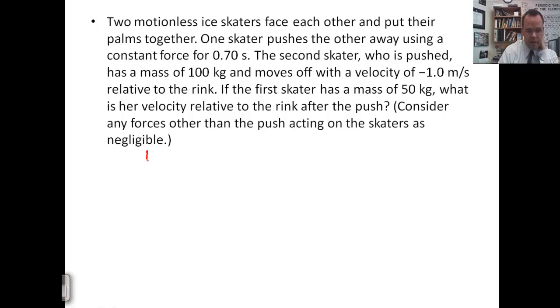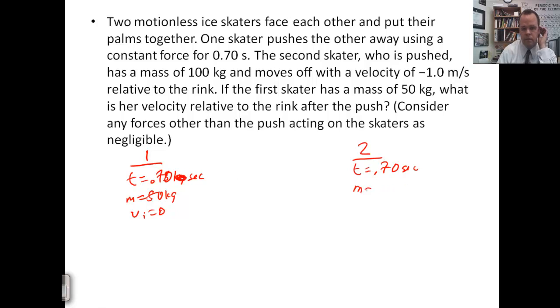So we know a couple of things here. We have skater 1, skater 2. The time is going to be 0.70 seconds. Skater 1 has a mass of 50 kilograms and an initial velocity of 0. For skater 2, the time is 0.70 seconds. Mass is 100 kilograms. Initial velocity is 0. Final velocity is negative 1 meter per second.